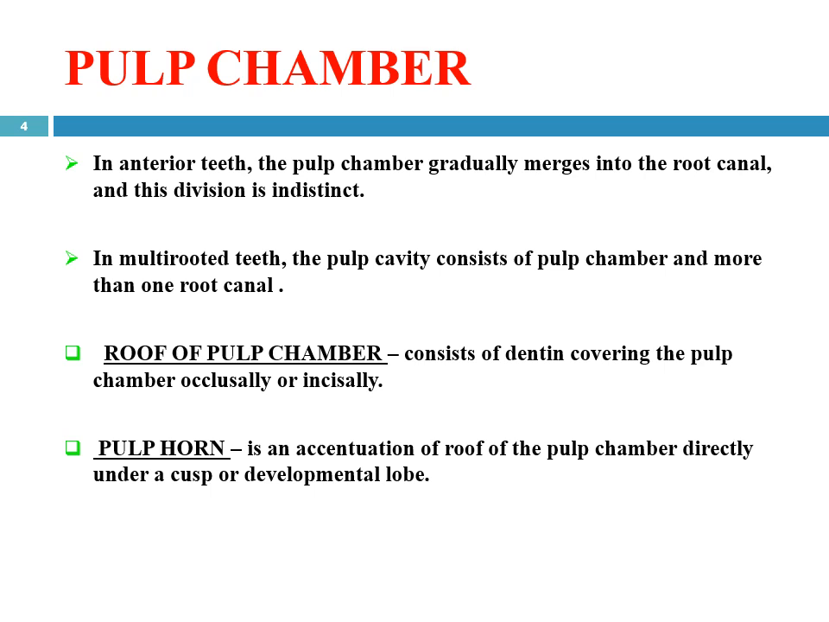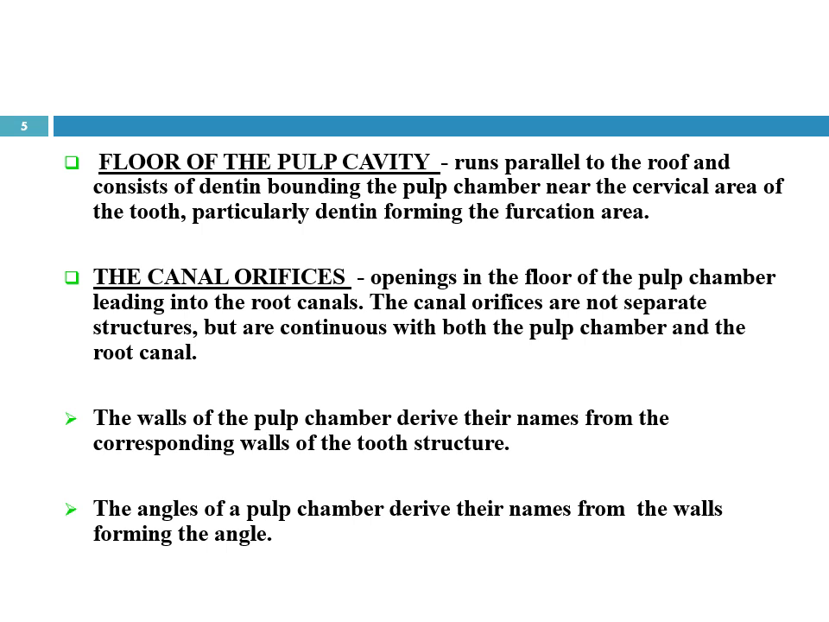The roof of the pulp chamber consists of dentin, which covers the pulp chamber occlusally or incisally. The pulp horn is nothing but the accentuation of the roof of the pulp chamber under a cusp or a developmental lobe. Coming to the floor, it is a parallel surface consisting of dentin, and it bounds the pulp chamber near the cervical region. It is particularly the dentin which forms the furcation area.